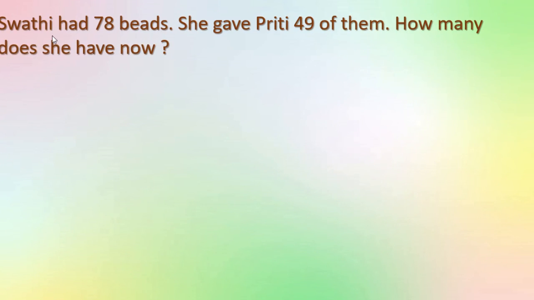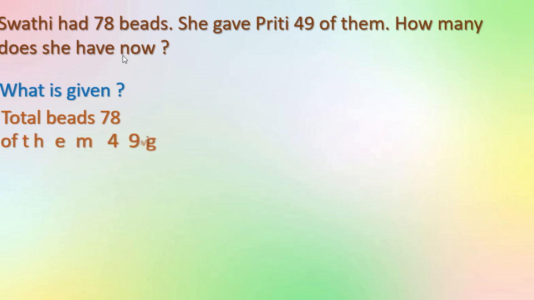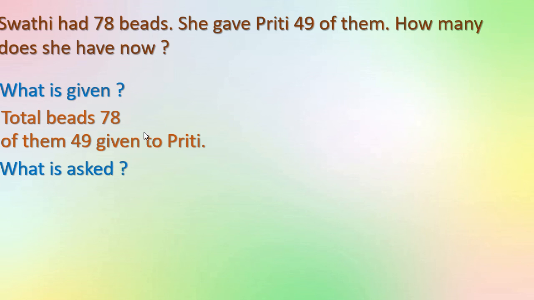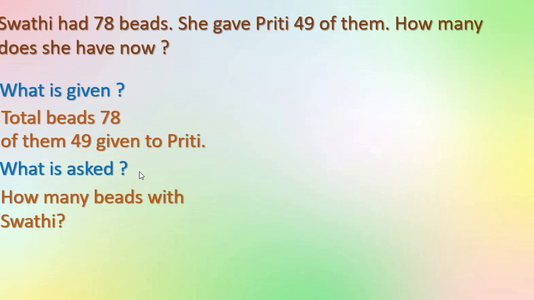One more. Swati had 78 beads. She gave Preeti 49 of them. How many does she have now? Yes, what is given? Total beads 78. Of them 49 given to Preeti. This is given, right? Next thing is, what is asked here? What to find out? How many beads with Swati? After giving 49 to Preeti, how many remained with Swati?